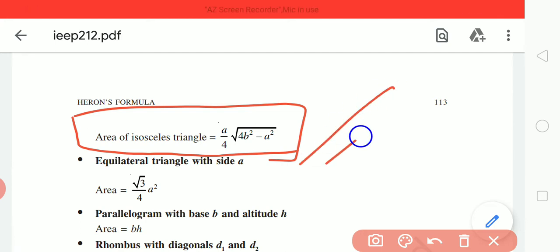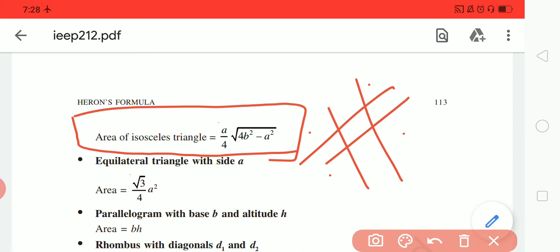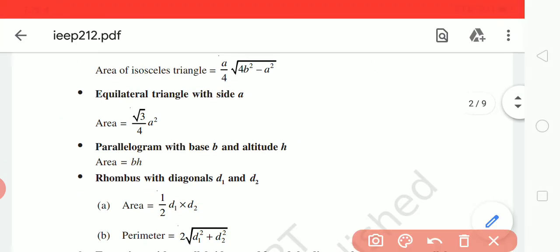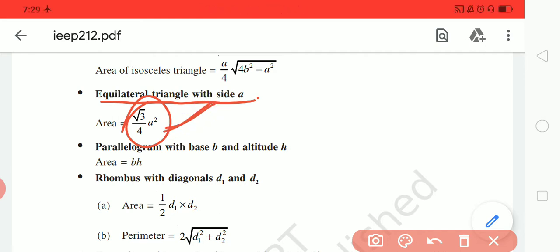So it is better to remember this, right? The Heron formula for the isosceles triangle is useful when you are asked to find the area by using Heron formula. If you just have to tick an answer in objective type questions, you just do it by this formula. This is very useful. Same as in the equilateral triangle, there is a direct formula, root 3 by 4 into a square, right? Here A is the side of the equilateral triangle. You know that in the equilateral triangle all the sides are equal.